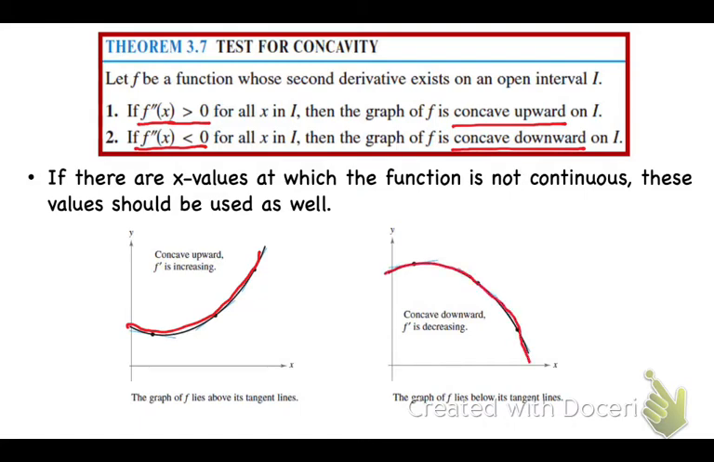If there are x values at which the function is not continuous, these values should be used as well. So we're going to find the zeros. We're going to plug in, not zeros, sorry. We're going to plug into our second derivative. And we're going to make intervals today with our second derivative as well. And we've already talked about undefined numbers being numbers we have to put in our intervals as well, haven't we? So it puts this in there again, that anything undefined is going to be used as well. It's just a reminder.